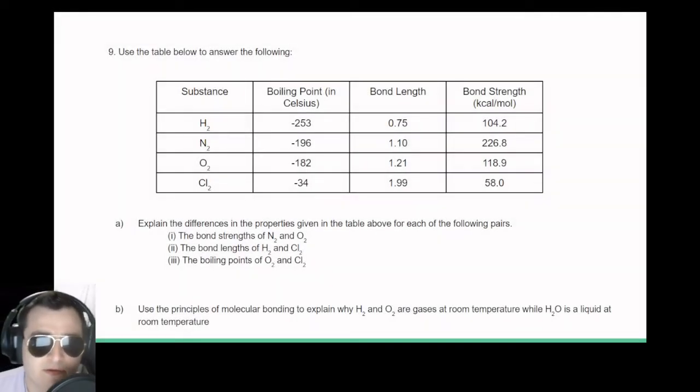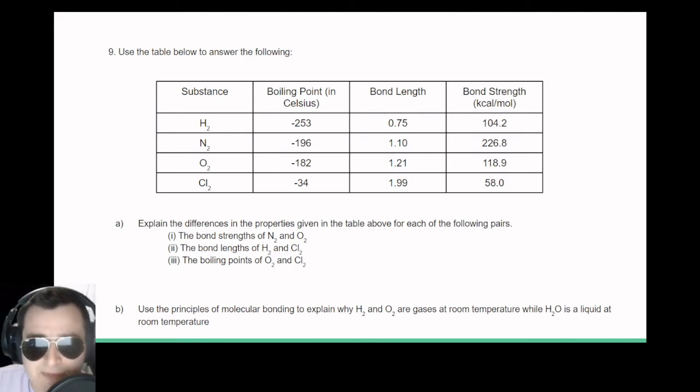No pressure. Number 9. We got a little table here. H2, N2, O2, Cl2. Four diatomic molecules. Got their boiling points, bond lengths, and how strong those bonds are. Oh my gosh. What could we possibly do to confirm these things? Well, we could probably draw them. Draw those Lewis structures.